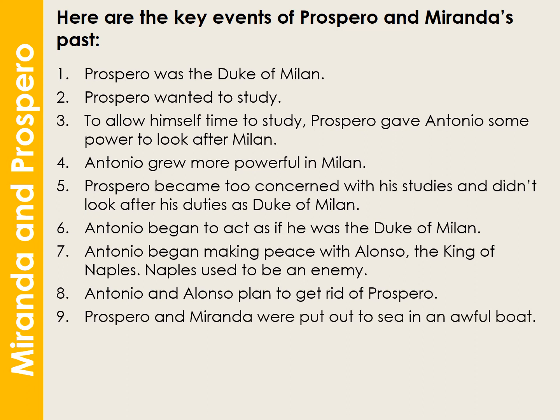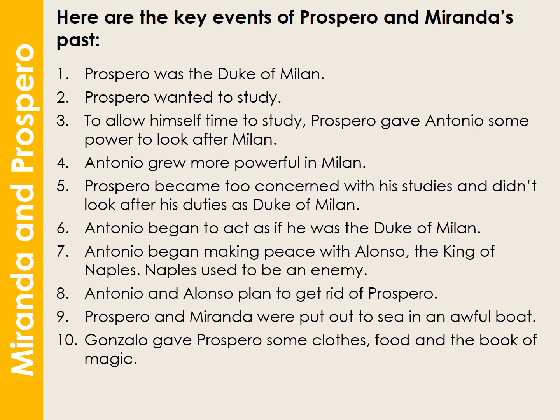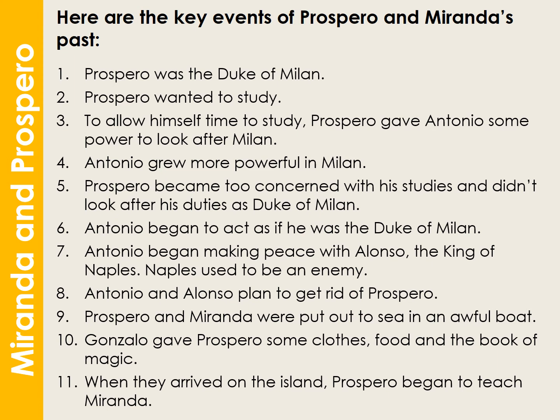Prospero and Miranda were put out to sea in an awful boat. Gonzalo gave Prospero some clothes, food, and the Book of Magic. So Gonzalo does help Prospero before he becomes Alonso's counsellor. So he's between the two figures here, really, Gonzalo. He's between the two men. But at the moment, obviously, he's on the side of Alonso. When they arrived on the island, Prospero began to teach Miranda. Okay, so that's the key events of Prospero and Miranda's past.